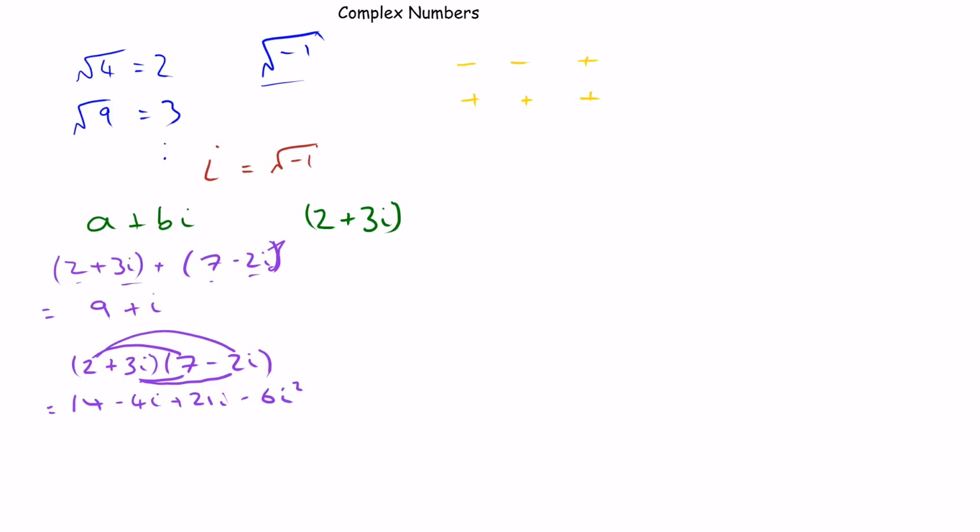But what is i squared? This is one thing we haven't covered yet. Well, i is the square root of -1, so that means that i squared is -1. So going back to here, we've got 14 plus 17i plus 6. And that gives us 20 plus 17i.